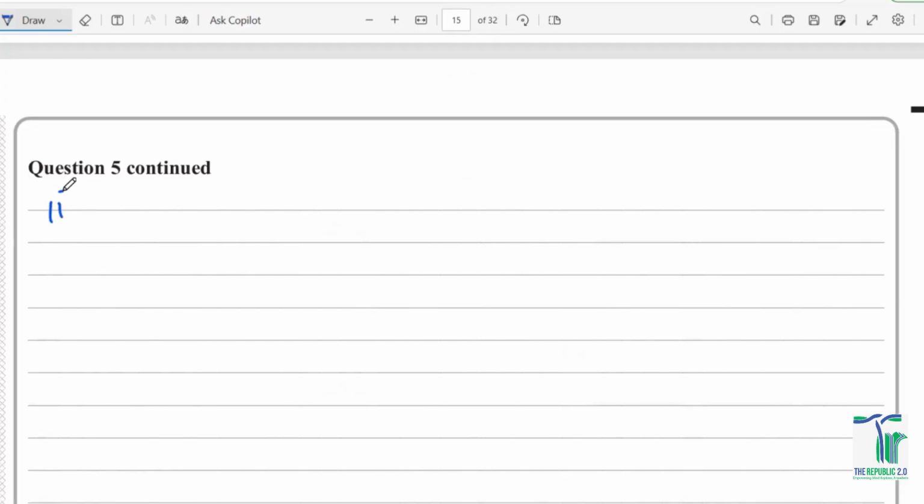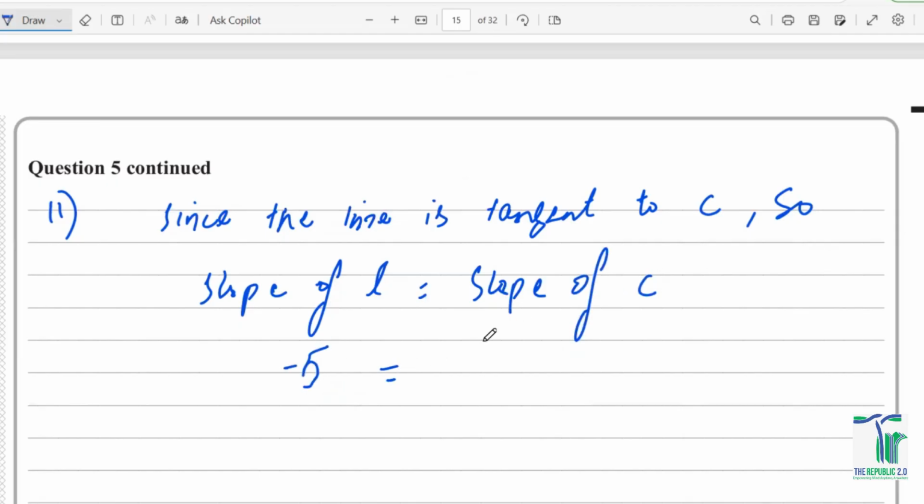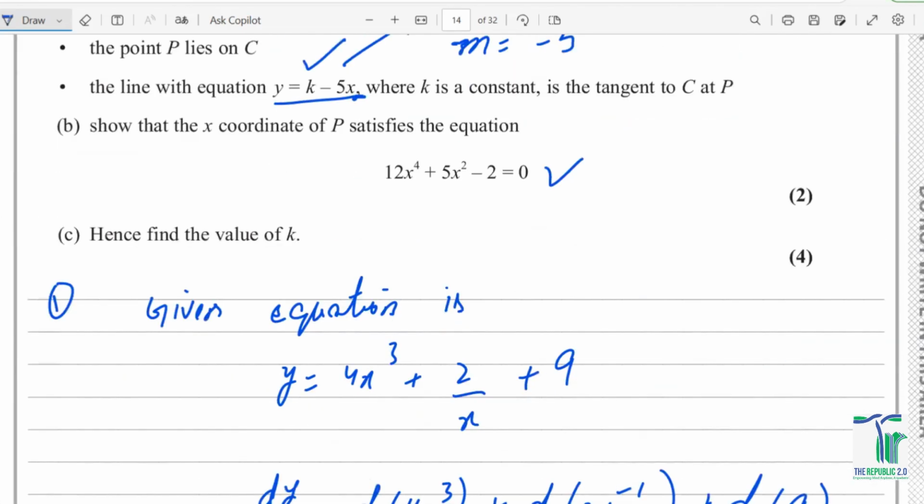So now in question number 2, since the line is tangent to C, the slope of the line should be equal to the slope of the curve. The slope of the line was negative 5. We just got that, right? It was negative 5.